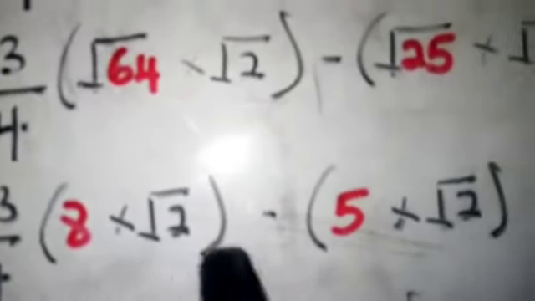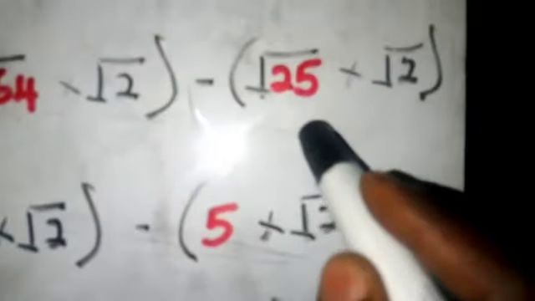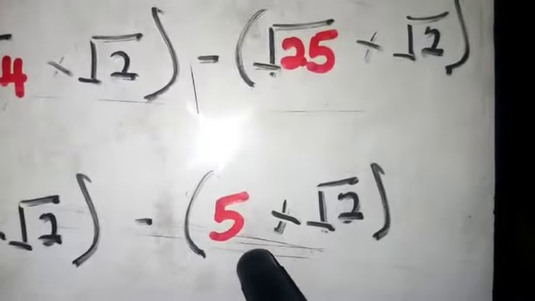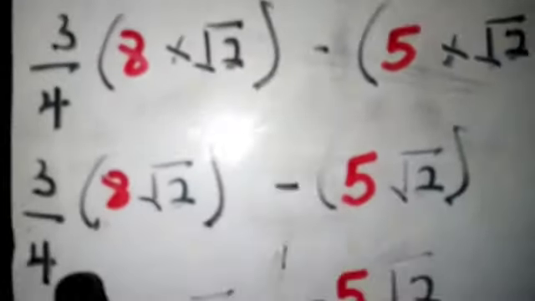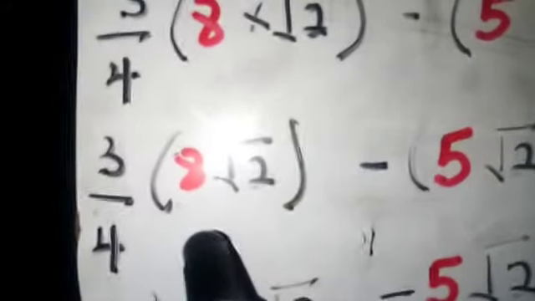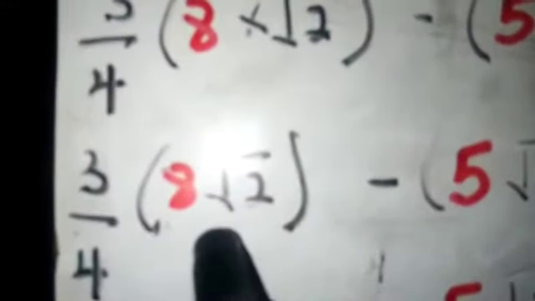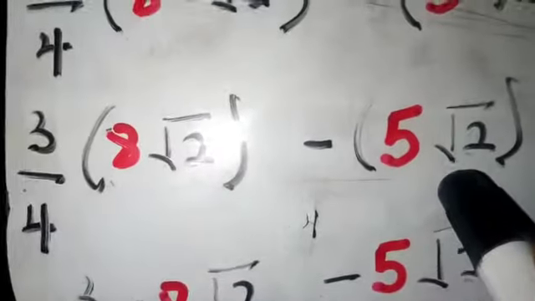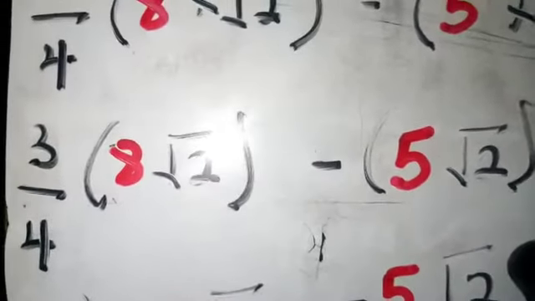Then multiply by root 2. And then minus, here the same thing. Square root of 25 will give me 5. Right? Times root 2 over here. Then what is happening? Let's multiply. So I'm having 3/4 times 8 root 2 minus 5 root 2. Is that okay?